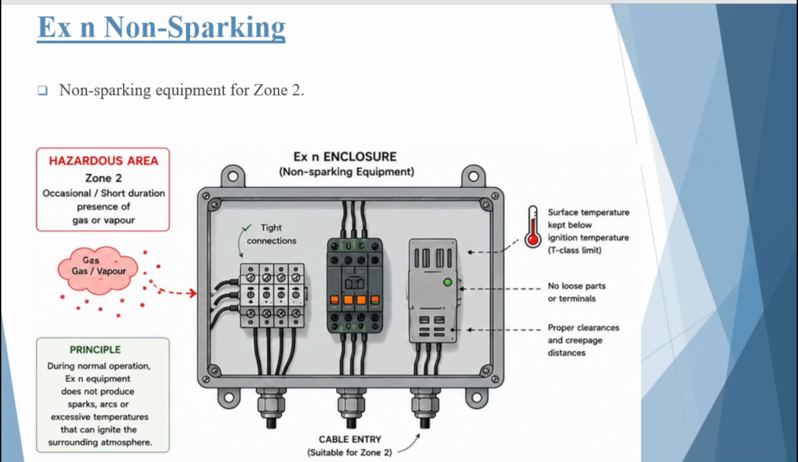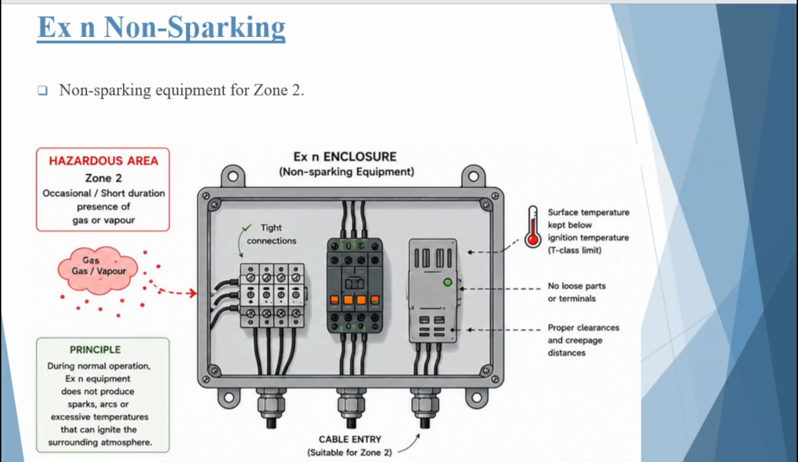The final explosion protection technique we'll discuss is XN non-sparking. As the name suggests, XN equipment is designed so that, during normal operation, it does not produce sparks, arcs, or excessive surface temperatures that could ignite a hazardous atmosphere. It's important to understand that XN protection is intended only for Zone 2 hazardous areas. Why only Zone 2? Because in Zone 2, an explosive gas atmosphere is not expected during normal operation.